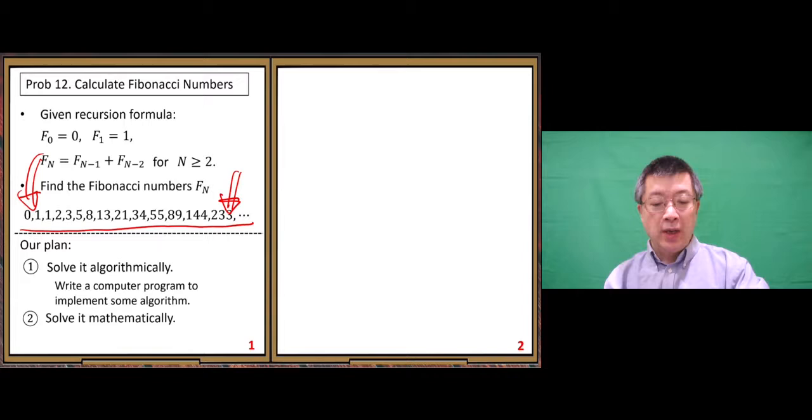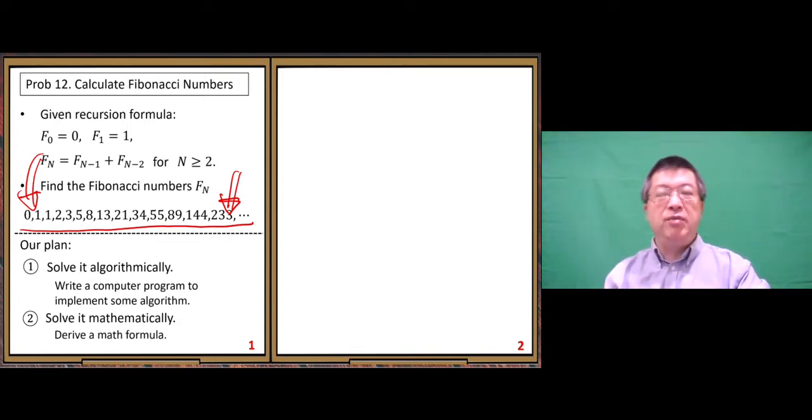So we write a computer program to implement some algorithm to find a solution. That's one. Second, the harder part, solve it mathematically. So we need to derive a math formula. That part is extremely hard. So we need to do a lot of mathematical development.